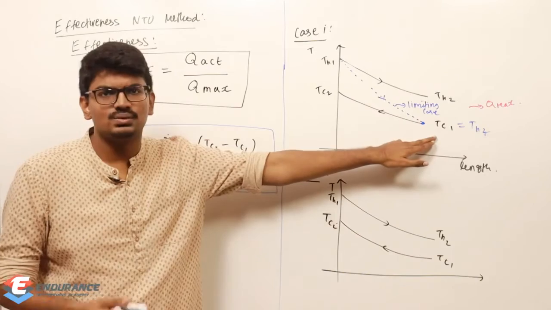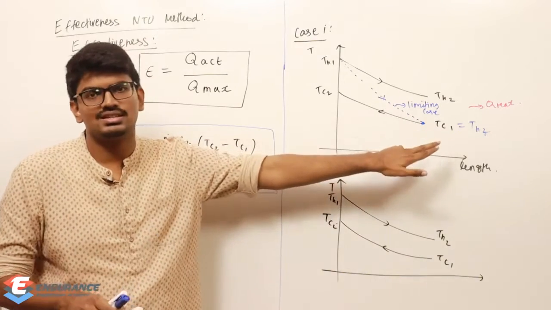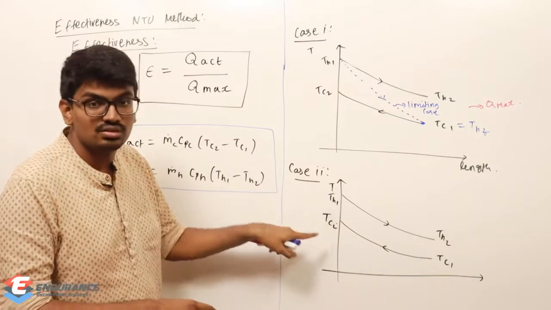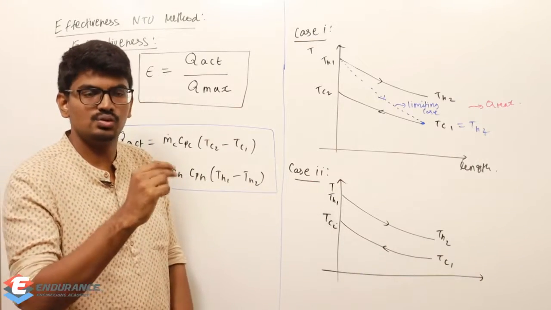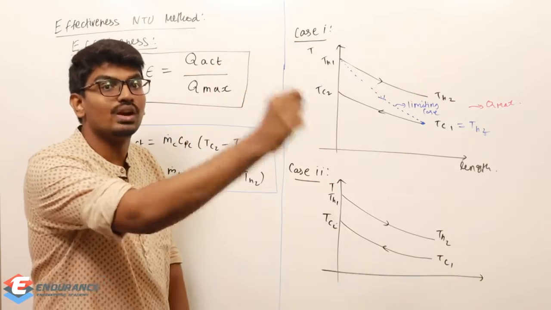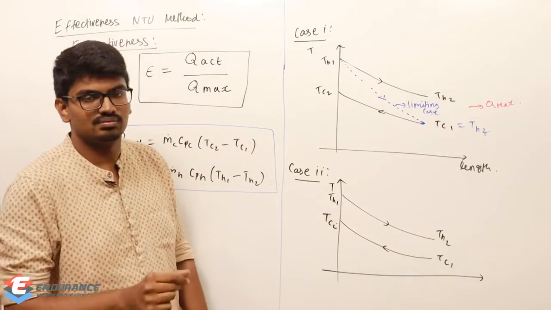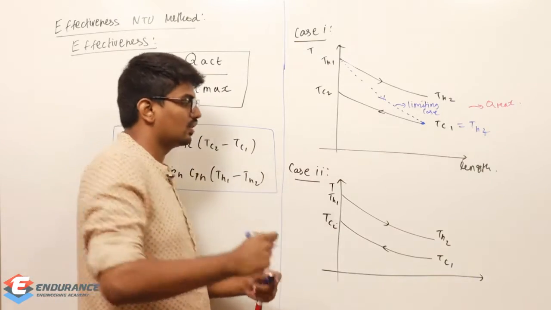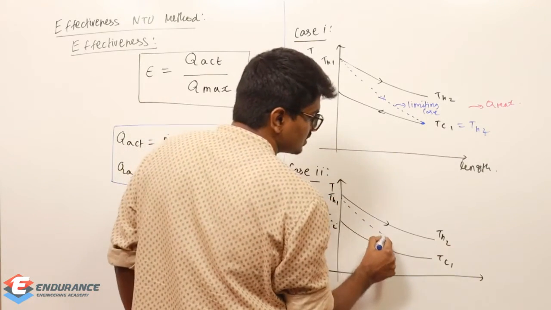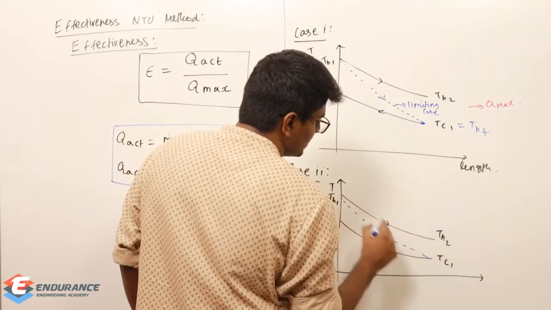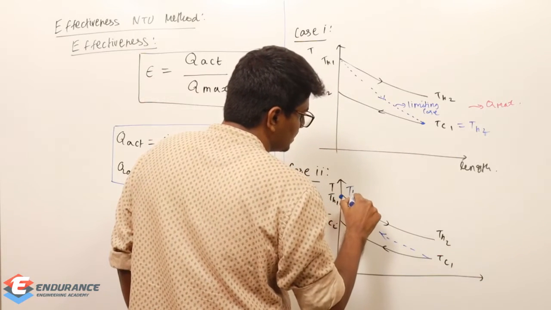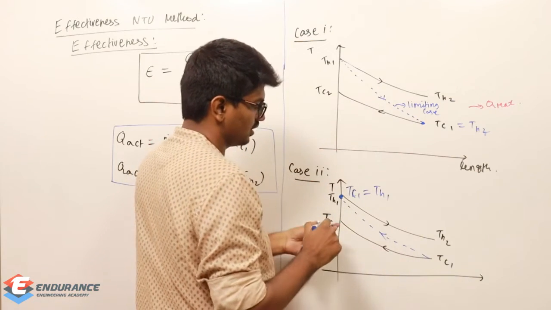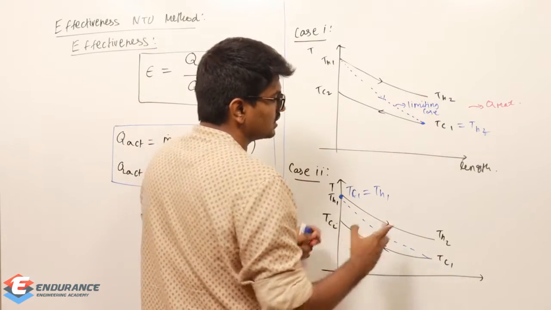TH2 can never reach TC1. It's an ideal condition, limiting case. So what is the ideal condition here in case of cold fluid? When cold fluid reaches TH1, that is the ideal condition, when cold fluid reaches the initial temperature of hot fluid itself. So that is going to be our limiting condition, when TC2 becomes TH1 itself.